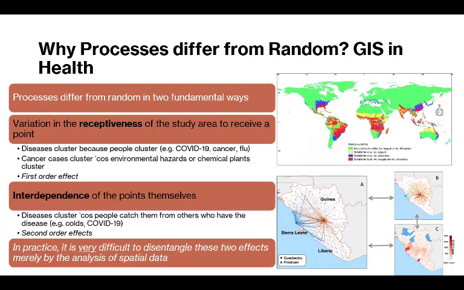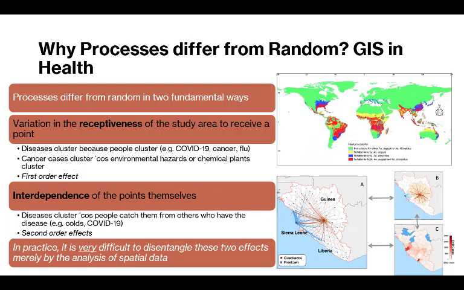You look at COVID-19, cancer, flu. So, cancer cases will cluster because the environmental hazards or chemical plants or things like that that are causative factors for the disease or ailment also cluster. Okay, then we refer to that as the first order effect.